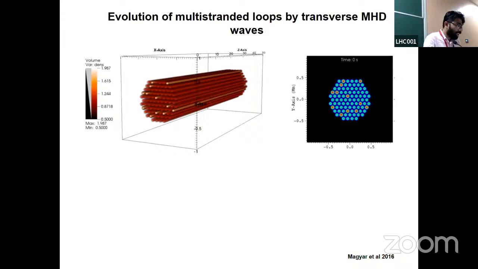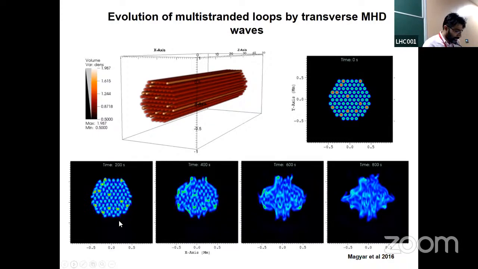Okay, so then comes the multi-stranded loop oscillations, and here people have started with a multi-stranded loop, and then they excited transverse oscillation, and they found that the structure of the loop is completely destroyed after some time, because of the development of these vortices and turbulence. So the question is, even if you start with a parallel multi-stranded loop, you will not be left with any loop-like structure. So it's all turbulent plasma here.